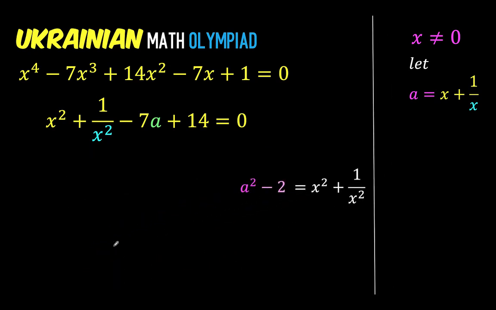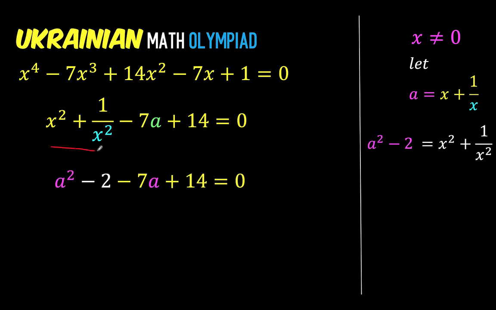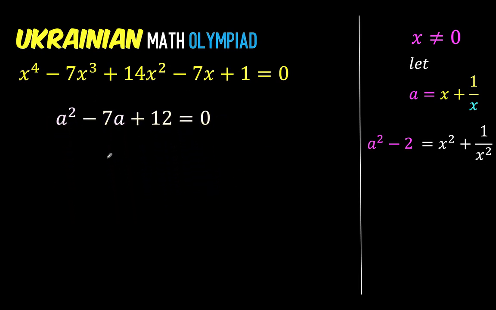So let's do the substitution now. So we now have a squared minus 2 in place of these first two terms, and we just copy all the rest. Then minus 2 plus 14 simplifies to plus 12, and we now have here a quadratic equation that can be solved by factoring.